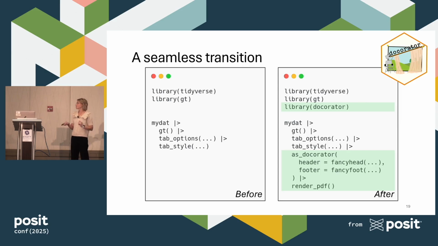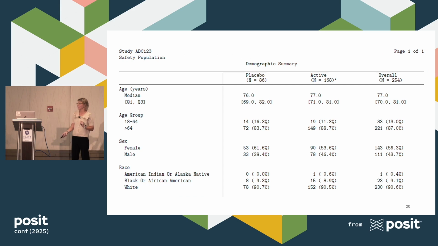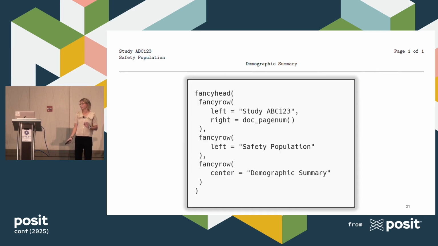Because headers and footers are so important, I wanted to zoom in even closer. Here is our original display, just blown up a little bit so we can see the headers more easily. So we have a couple lines of headers here that we can specify through the header argument in docorator. And through the header argument, we use a fancy head function. And this is an interface to the fancy header LaTeX library. And fancy head takes a series of fancy rows as an argument.